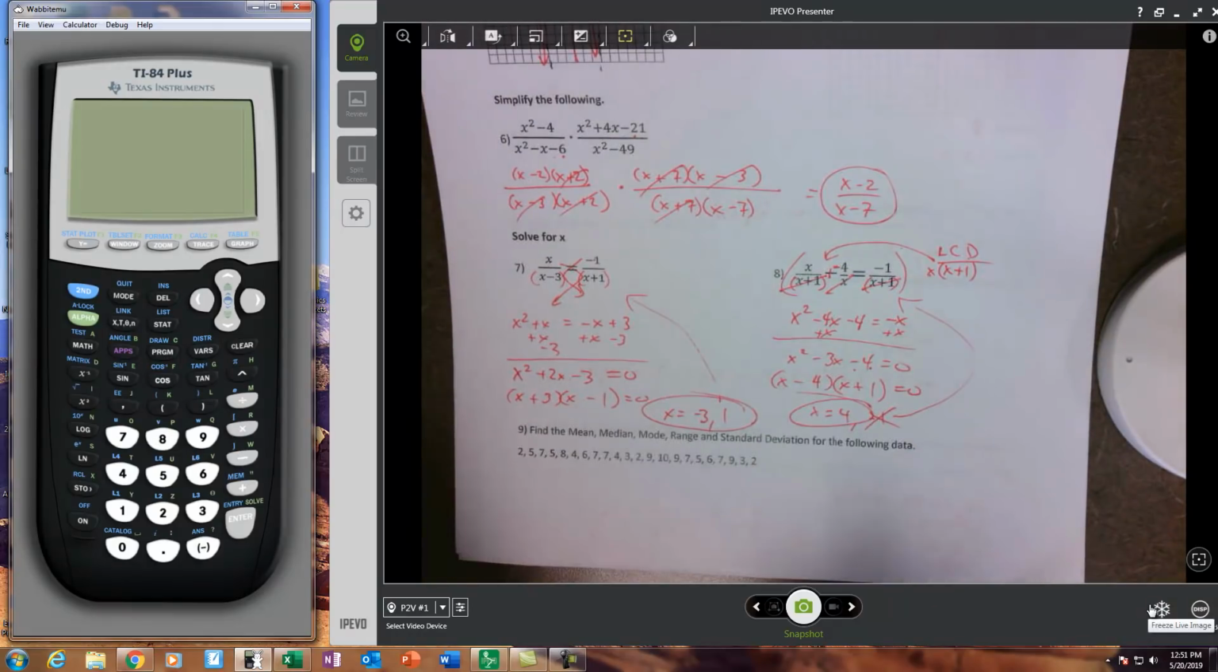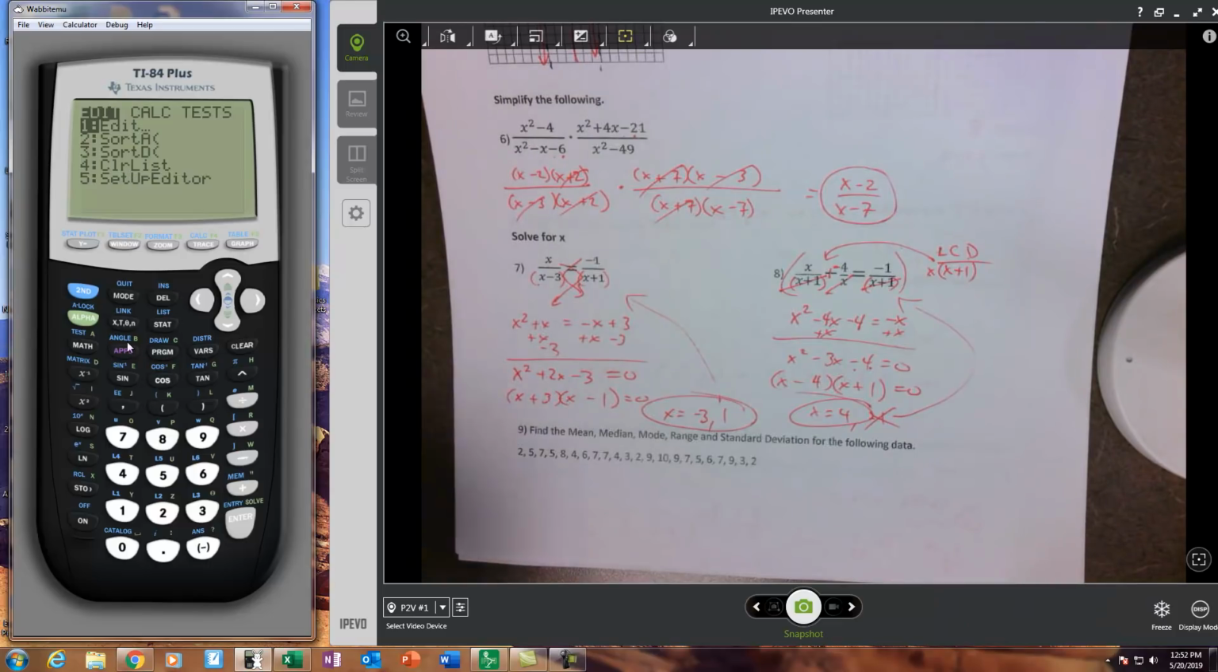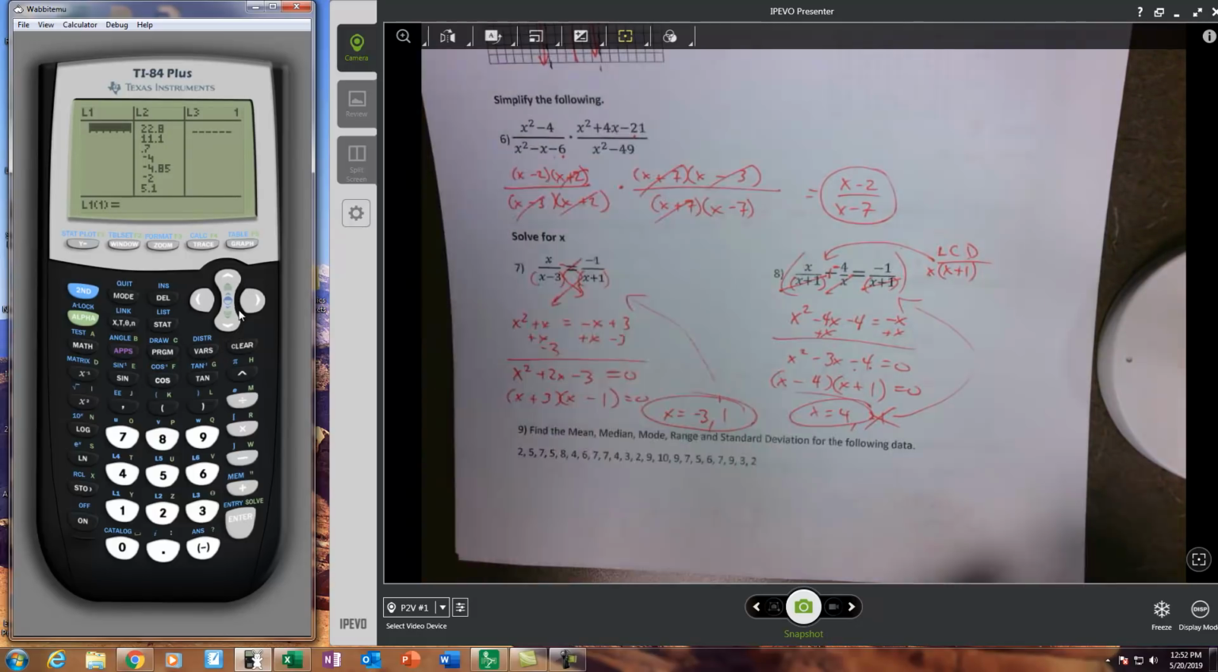Okay, so now we have number 9. We need to find the mean, median, mode, range, standard deviation of the data. All of this we're going to do on the graphing calculator. So we're going to go stat and we're going to edit. I really only care about list 1, so I'm going to clear that, and I'm going to come down and start putting these data points in.